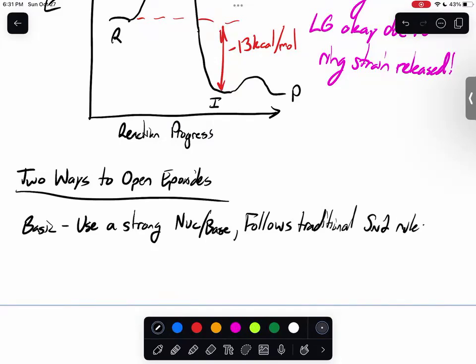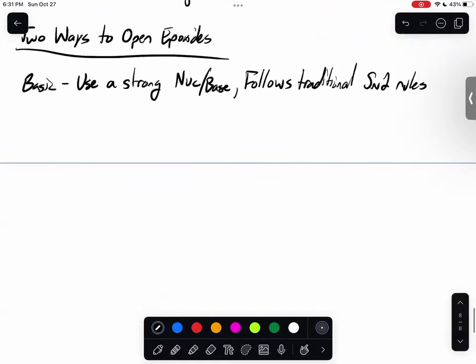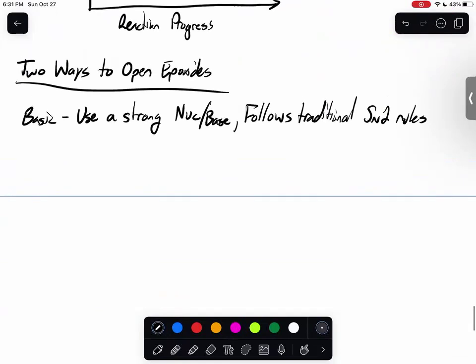Okay, so looking at this, let's take a reaction that is a basic epoxide ring opening. What we would see is that if we had an epoxide, and we're going to use some stereochemistry here because we're going to need it, and we toss in something like sodium methoxide, right? A strong nucleophile, strong base, methanol, and then some heat. What we'd see is we would end up with a product that looks like this.